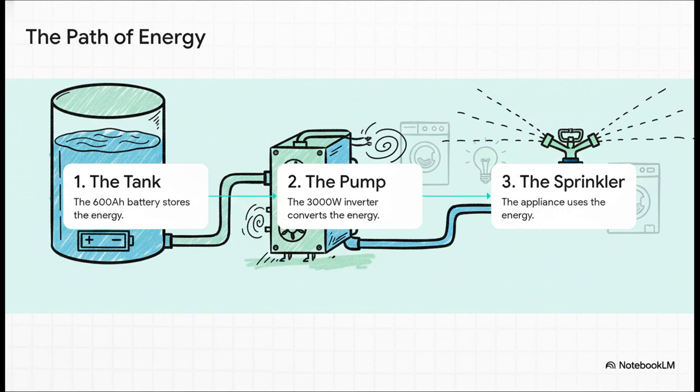So when you look at it this way, the whole path of energy is actually really simple. First, you've got the energy stored in the tank. That's our 600 amp hour battery. Then it flows through the pump, our 3,000 watt inverter that converts it. And finally, it gets used by the sprinkler, or whatever appliance you've got plugged in.